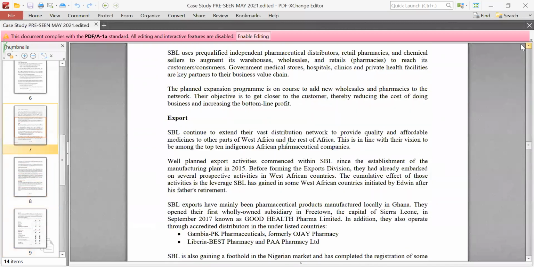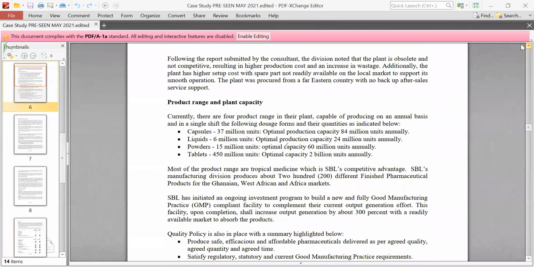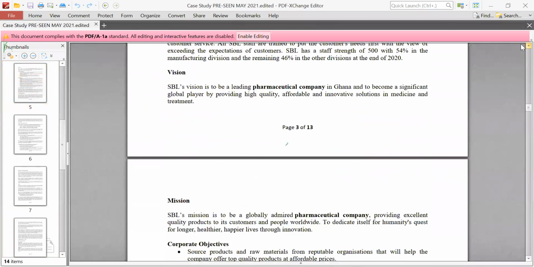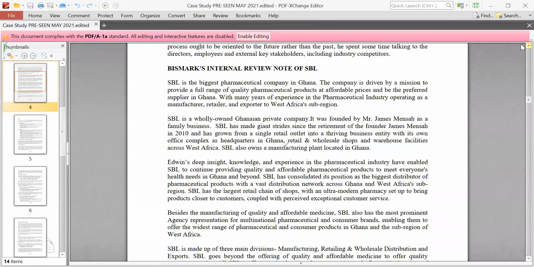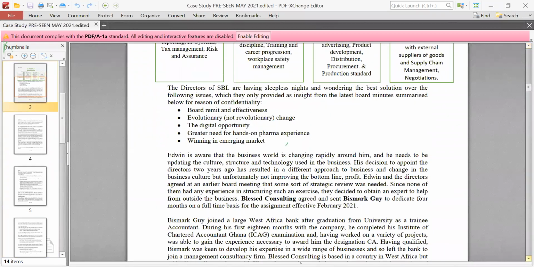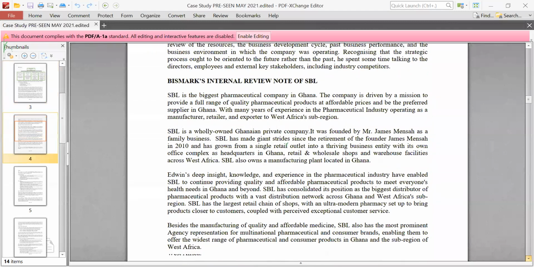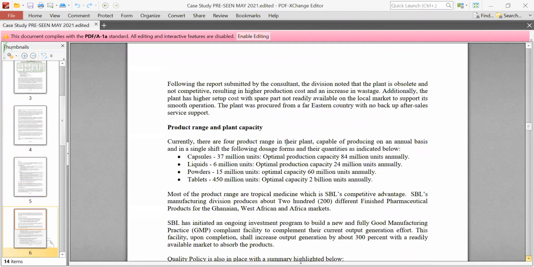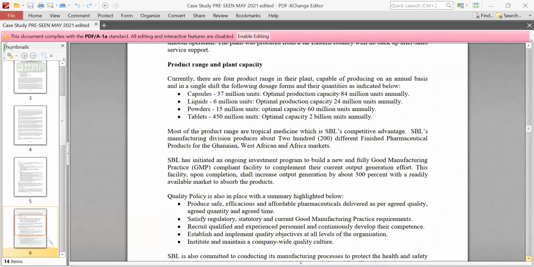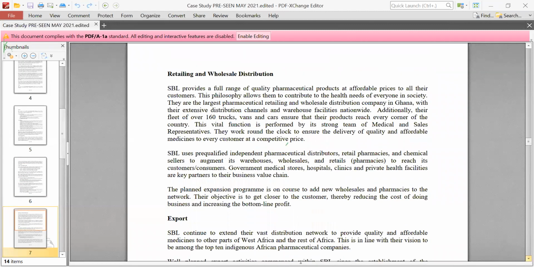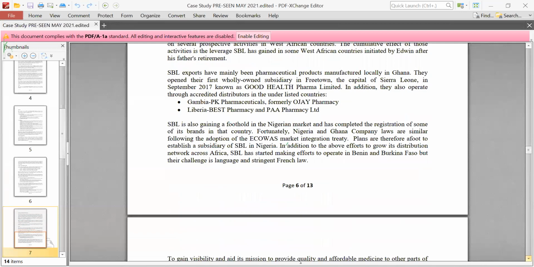This is how I want you to approach the pre-seen. A lot of students don't do that, and they go into the exam and then say, hey, ICA4. It says second paragraph, page 6. Yes, I'm on page 6.